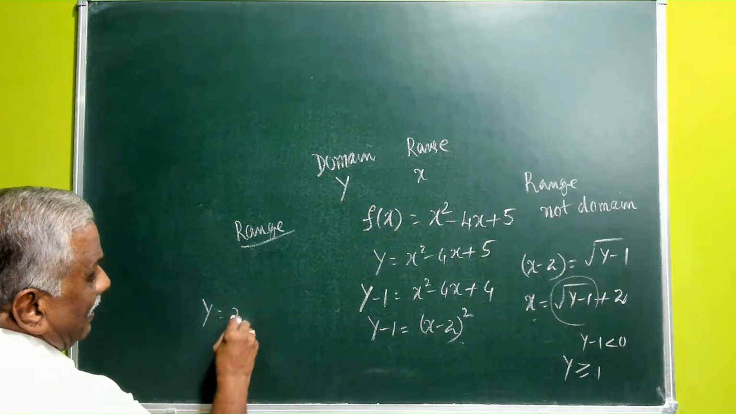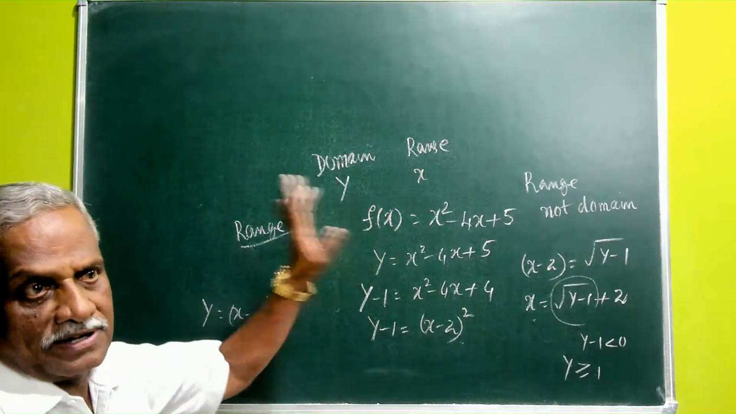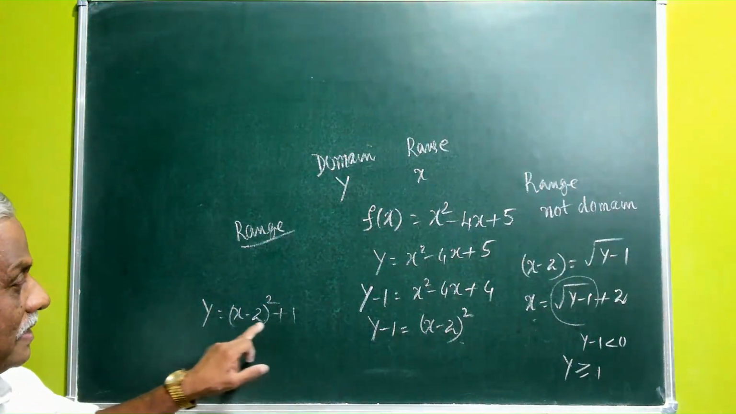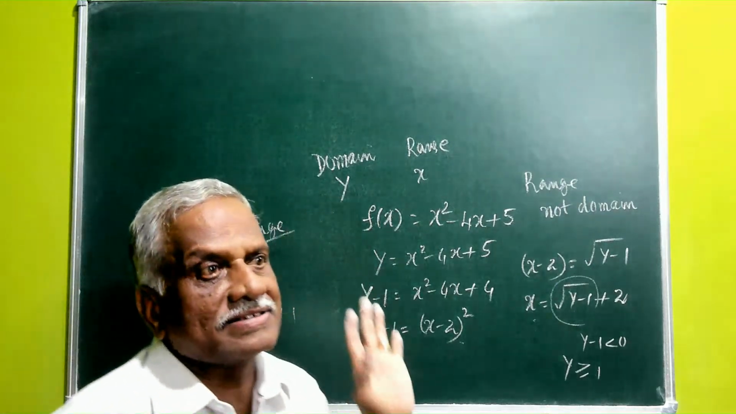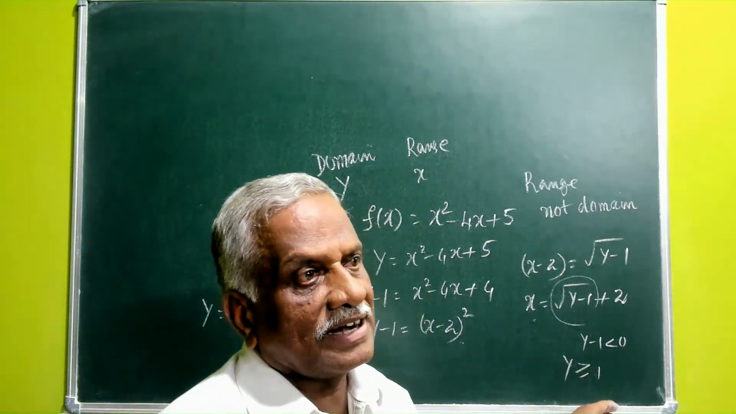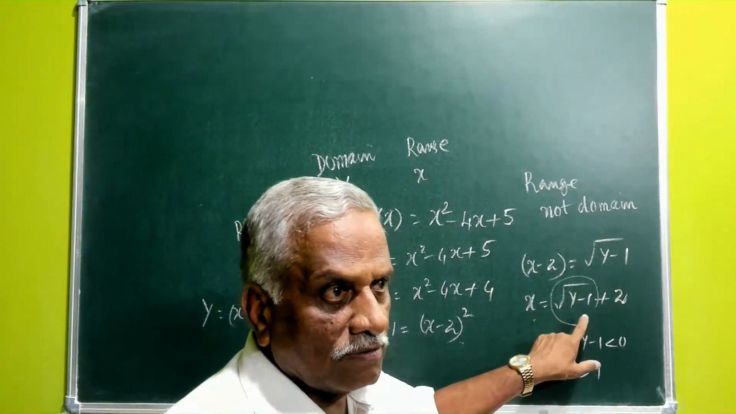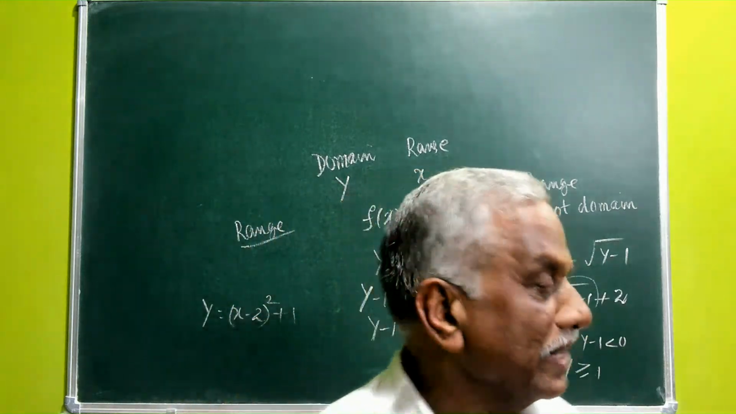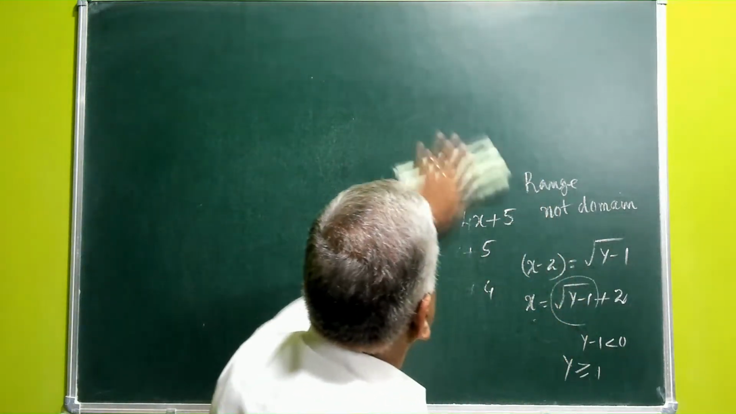What's the value of y? y is equal to x minus 2 whole square plus 1. Supposing they had asked domain for this function, y is equal to x minus 2 whole square plus 1 exists for every value of x. Therefore, the domain is R itself. Here, it is greater than or equal to 1 because if you give any value less than 1, the expression inside the root will become imaginary. So these are the possible questions.